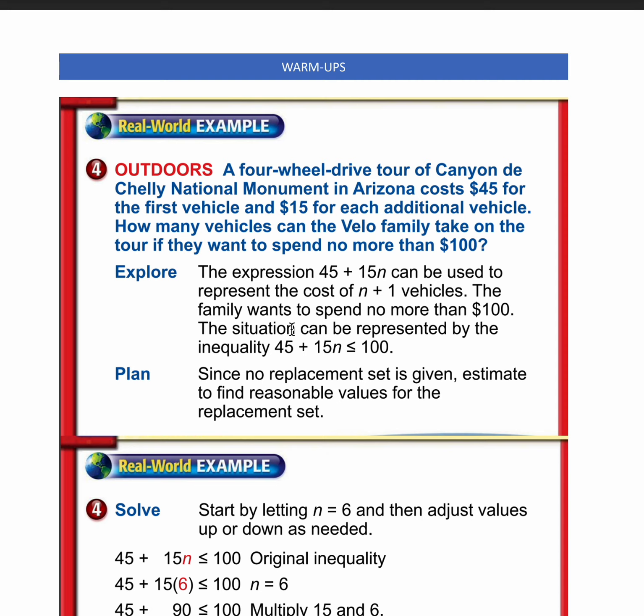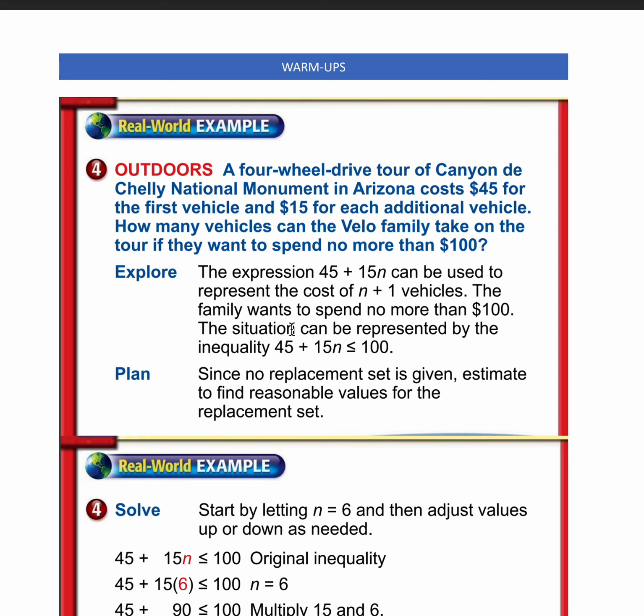So let's jump into this real world example where inequalities are used. A four-wheel drive tour of Canyon de Chelly National Monument in Arizona costs $45 for the first vehicle and $15 for each additional vehicle. How many vehicles can the Velo family take on the tour if they want to spend no more than $100?